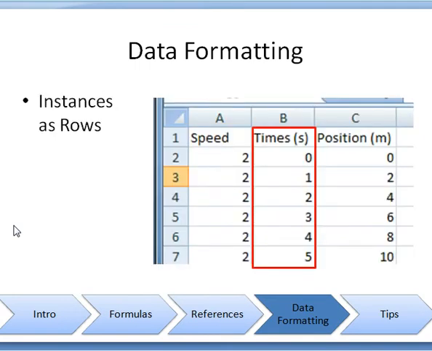And there we can see that the first time is in the first row under the time heading, and then the second time is the next row, third time the next row, and so on. So your data go by row, and your factors, your variables go by column.